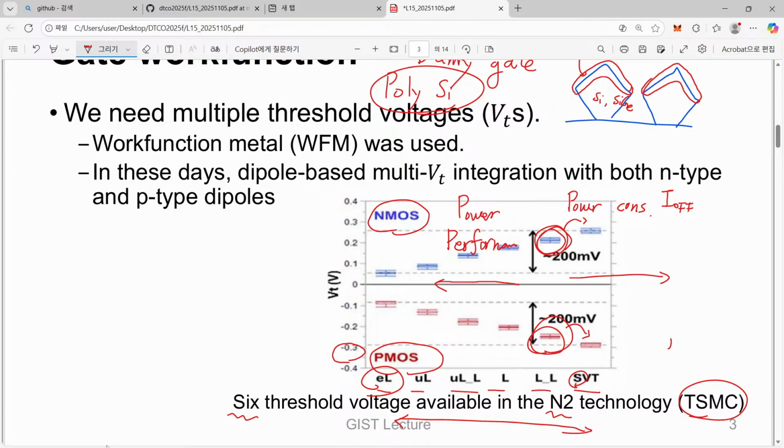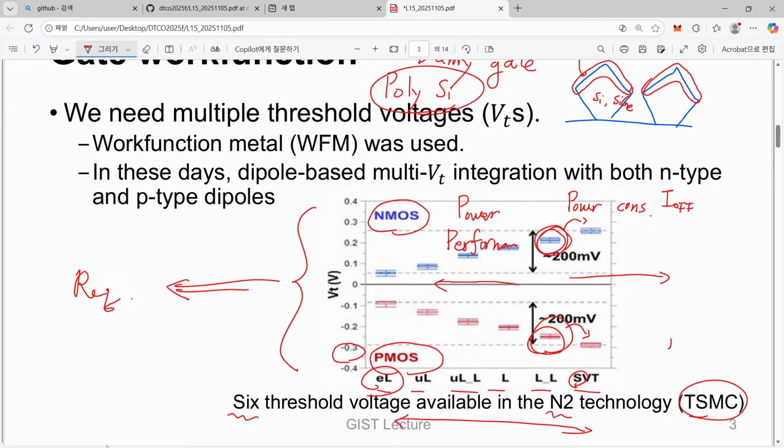And if we just have a relatively relaxed condition, just to switch on and off slowly, then of course we can use the device with higher threshold voltage. So what I wanted to say is this is the requirement. We need to supply different threshold voltages to our customers, because our customers are designers, and designers want to have different options to select their threshold voltages.